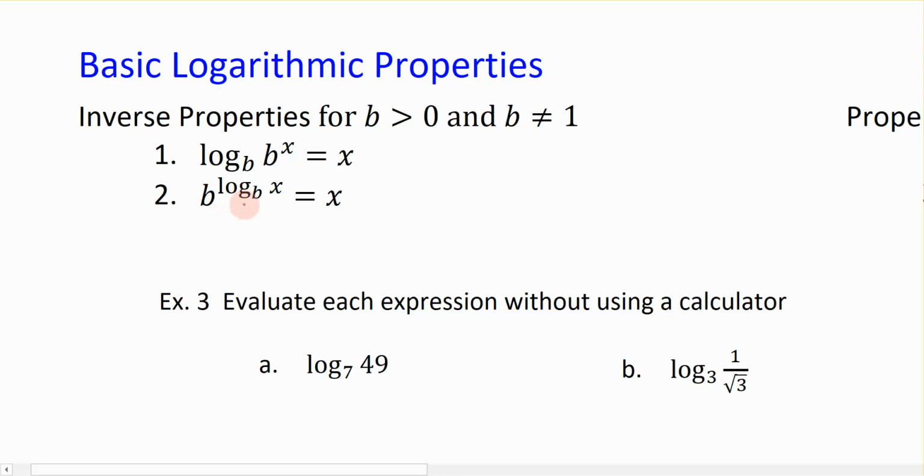Now let's see how that applies to the second property. Here it says I have a base b, and in the exponential position here is a log base b of x. The base in the log and the base that's the base power here are both the same, and therefore this expression is simply equal to that argument x. So it's got to follow that pattern, in other words.